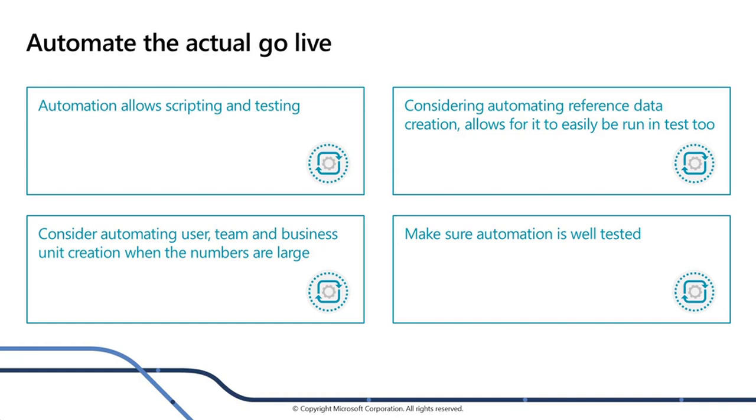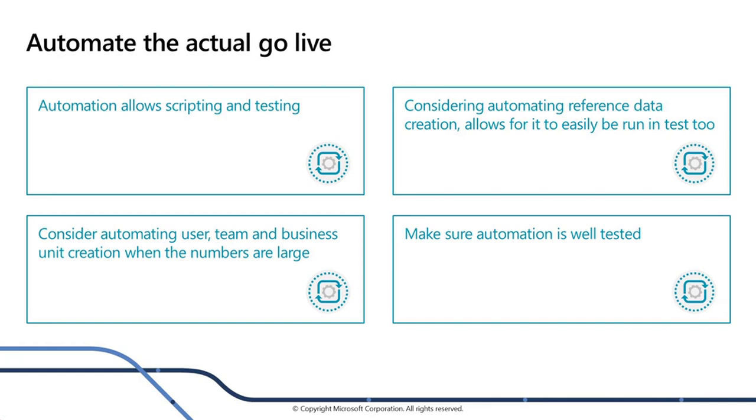Consider automating reference data creation, which allows it to easily be run in test too. So that's always interesting to get this process that will be used to provision the data that will be used to validate, okay? So the data set that will be used for a test needs to be deployed using automation that will ensure that this data set will be deployed exactly in the same way in all the different environments.